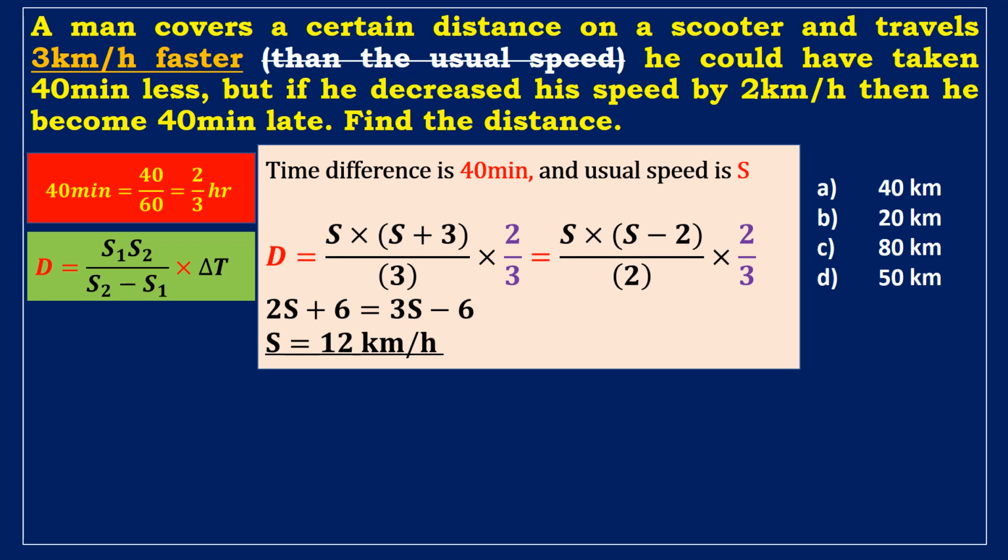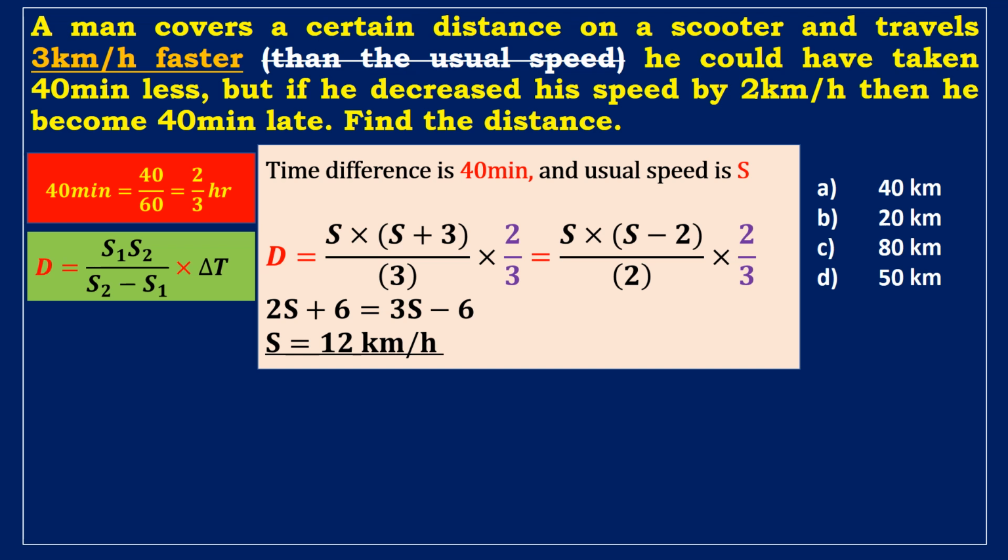The difference in time, del T, is 40 minutes. We convert minutes into hours. 40 minutes equals 40 by 60 or 2 by 3 hours. The distance of the journey is equal to S1 S2 divided by S2 minus S1 into del T. Substitute S and S plus 3 values in the equation. Similarly, substitute S and S minus 2 values in the equation. In order to find the usual speed S, equate these two equations and solve for S.